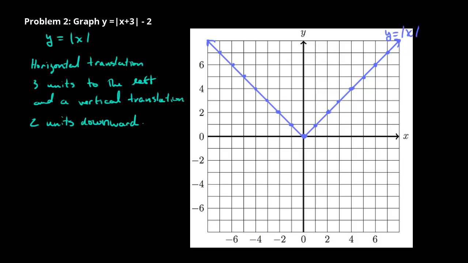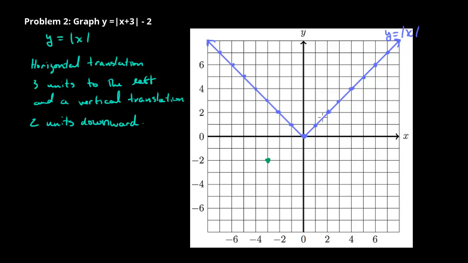Now let's translate this graph 2 units downward, 3 units to the left. So let's look at all the points on the graph. Okay, so this point we have to translate it 2 units downward and 3 units to the left. So this point gets translated to this point right here. So we have 0, 0 is now negative 3, negative 2.